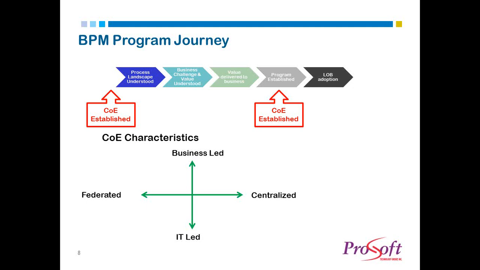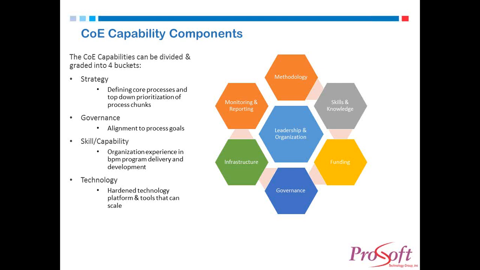There are other nuances. A CoE can be IT-led or business-led. A CoE can be centralized or federated. And these will mean nuances to your organizational alignment. But as far as capabilities are concerned, it doesn't matter. The nature doesn't matter. So it's more a difference in the details as far as the profiling of the CoE.